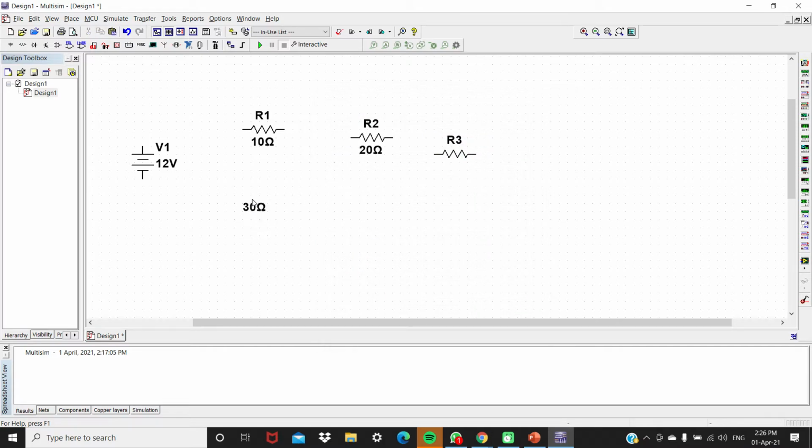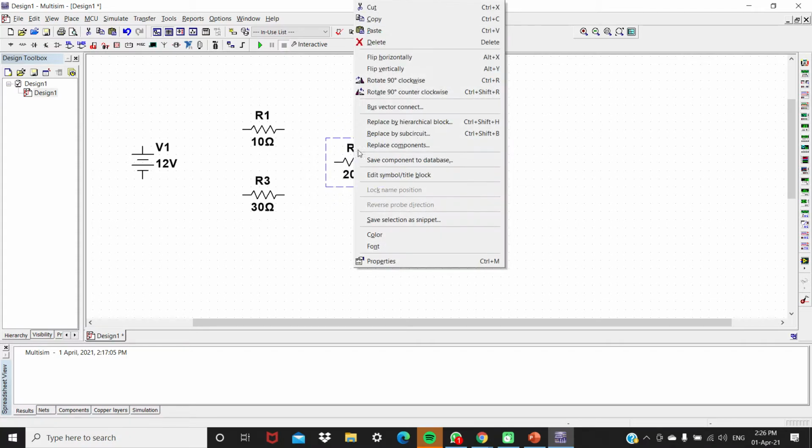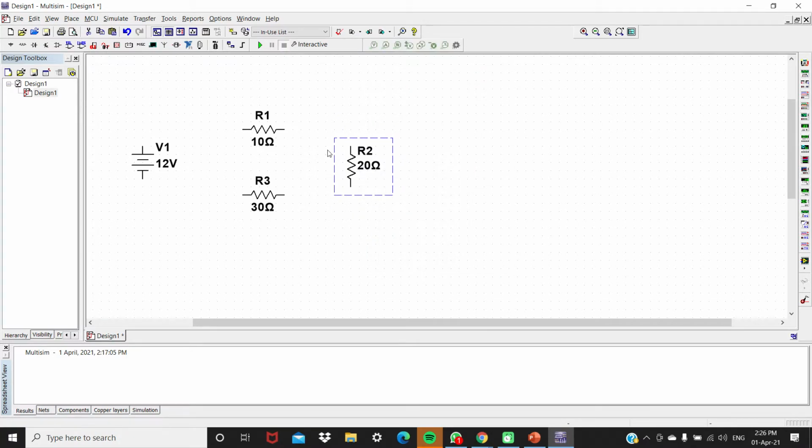So yeah. Since it looks pretty messy, you can actually rotate it. Cosmetically, it can also be changed.